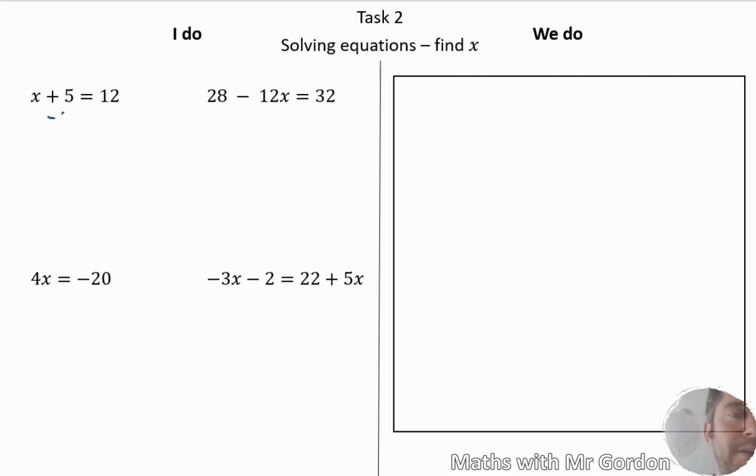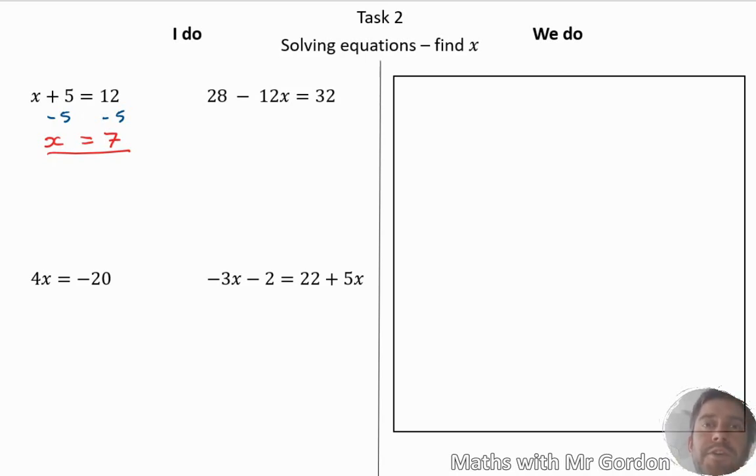Now I'm going to write it underneath here, on the next line down. So x plus 5 take away 5 just leaves us with x. I'm going to put the equal sign in line with the one above. And we're going to take away 5 from the other side as well. So I'm going to write take away 5 on this side as well, because we have to do the same operation to both sides. So 12 take away 5 leaves us with 7. And there's our answer. So we did the same operation to both sides to get x by itself.